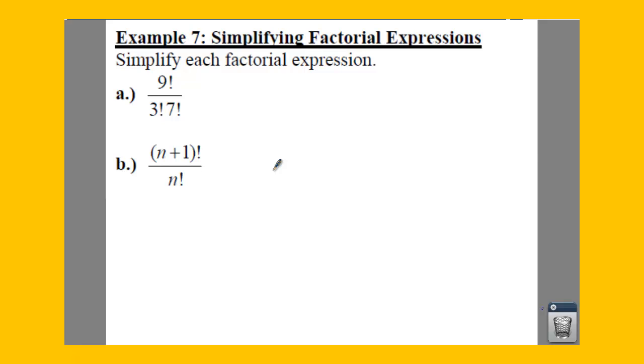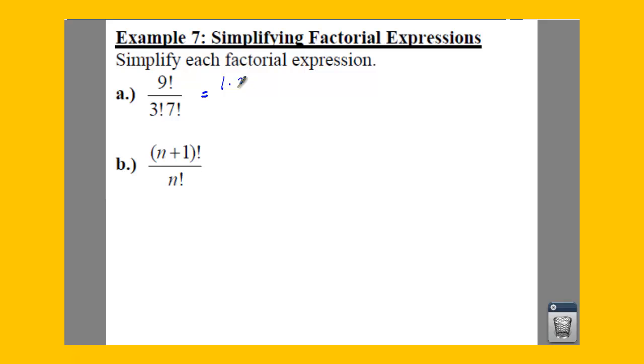So let's use our newfound knowledge of factorials to simplify these factorial expressions. Yeah, you could type this into your calculator, but what happens if you have a problem where you don't get to use your calculator? I mean, not that I'd ever do that, but just for the sake of it, let's say I did.